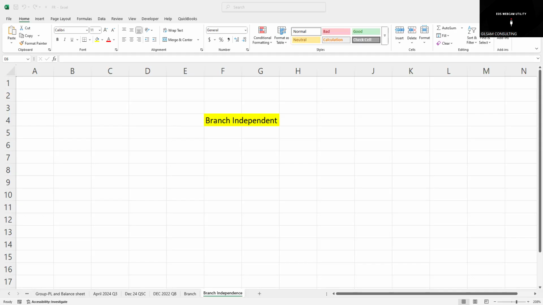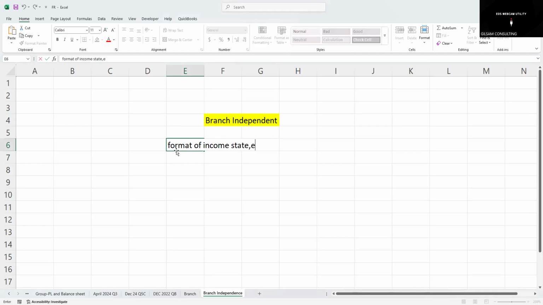So that is a statement explaining the accounts which we need to prepare for independent branch. So I hope everyone has written all the information. If you see something I have missed, we will correct that. So you will write the format of income statement.